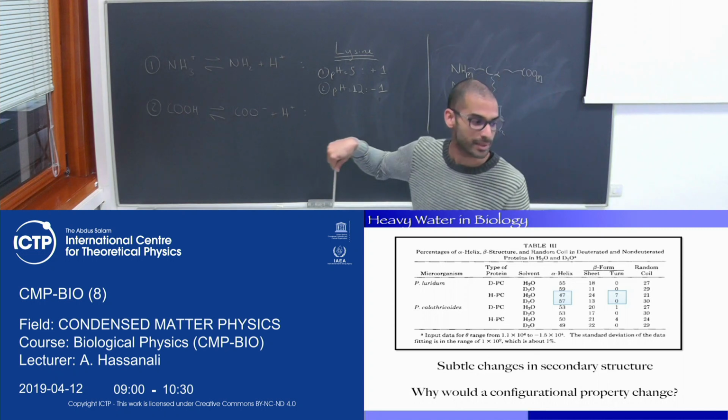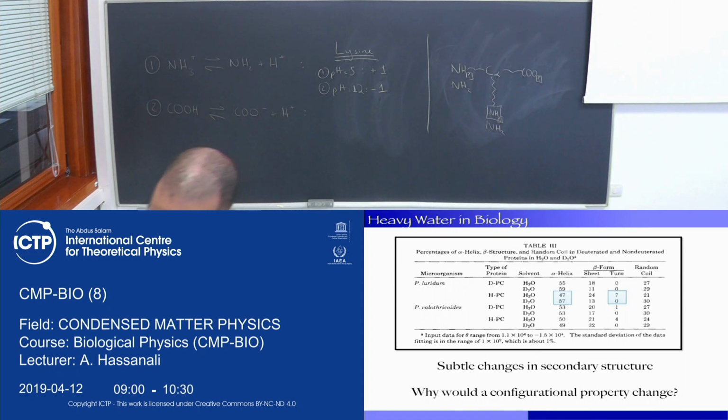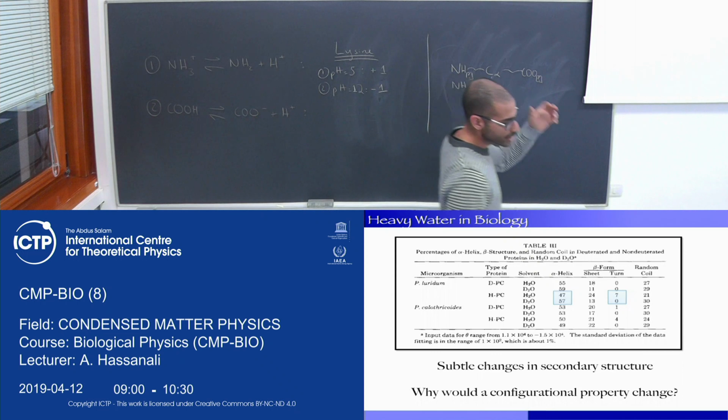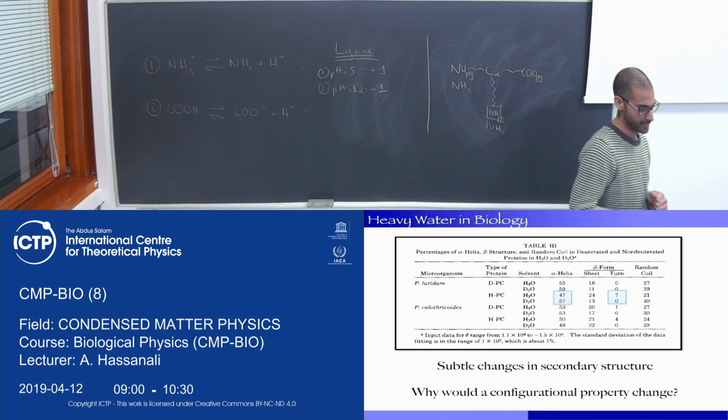D2O should not affect the configurational properties, because it's e to the minus beta V times e to the minus kinetic energy. So, something is going on here that's curious and interesting. Okay?